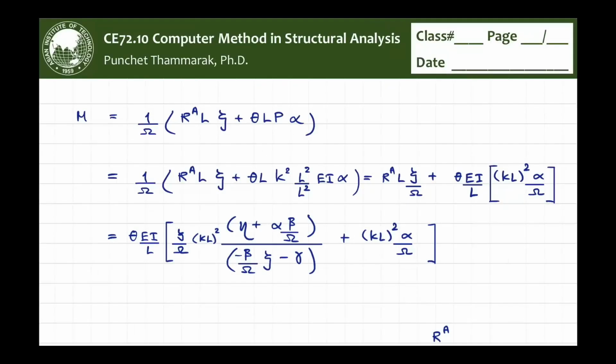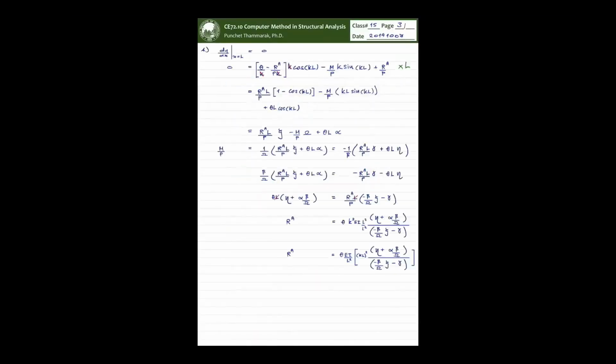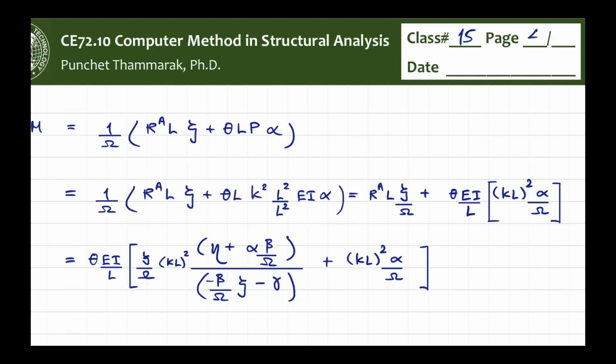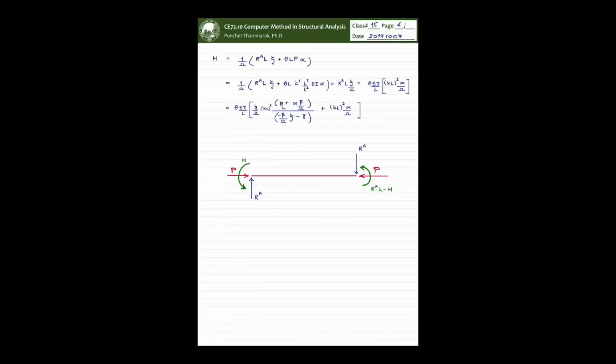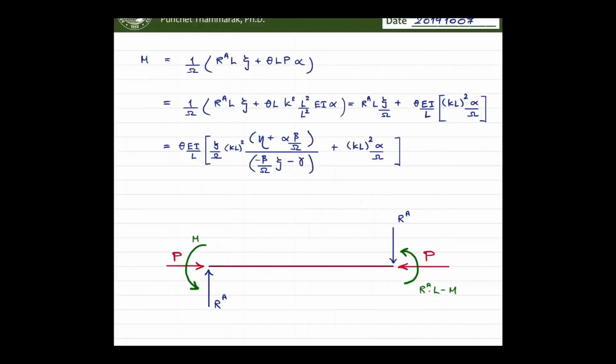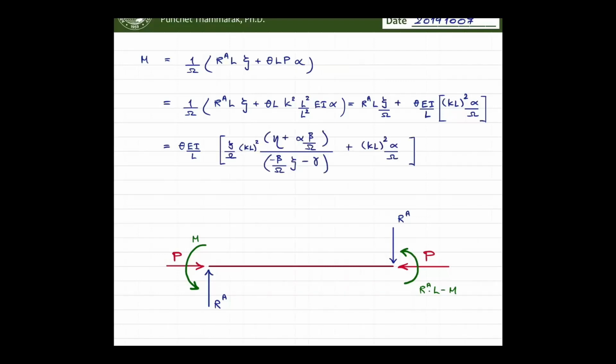Okay. Now, we will continue number 15, page number 4. We will make the table of this stability function. The part you have here, you are supposed to get number 4 if we don't have axial force.